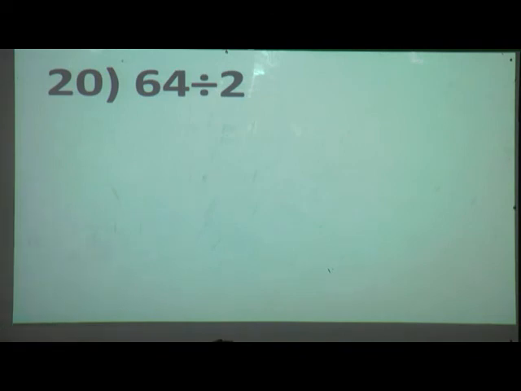Next, 55 divided by 5. Again this is a very easy example that you have to solve on your own. Next, 86 divided by 2.